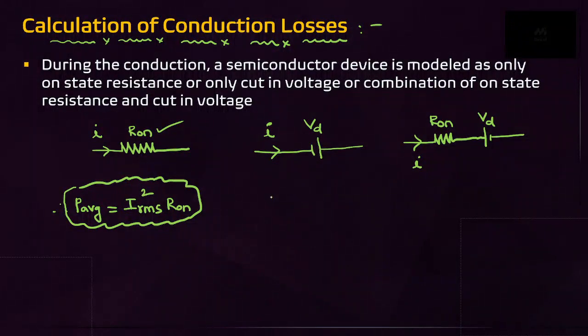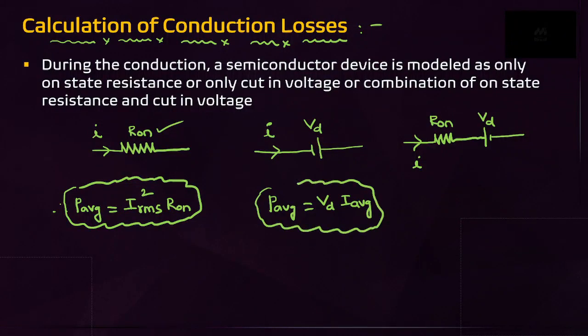If only a constant voltage drop is given, to calculate the average power loss or average conduction loss, you have to multiply that voltage drop by the average current. Don't use RMS current. Important, students. If it is a resistance, we have to use RMS current. If it is a voltage, you have to use average current.